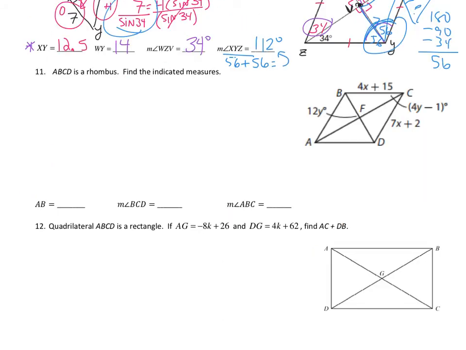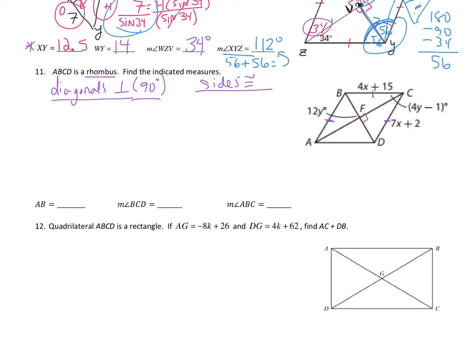Number 11, because we know it is a rhombus, we know that the diagonals will be perpendicular to each other. So again, we are creating some right angles within our rhombus. We also know that all four sides are going to be congruent to each other. Using these two characteristics is going to help us to figure out what the x and y values are going to be.